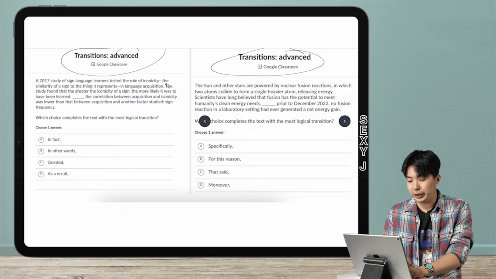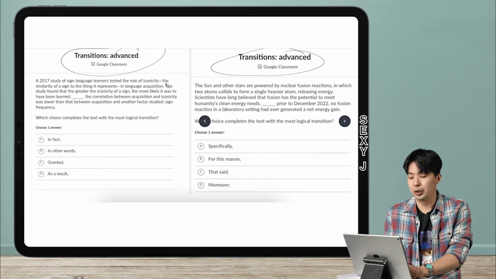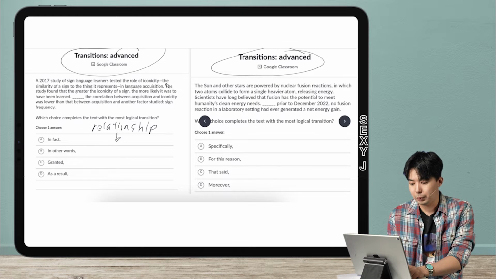The study found that the greater the iconicity of a sign, the more likely it was to have been learned. The correlation between acquisition and iconicity was lower. Okay, so we have, they have a relationship, but it's, oh my God, my handwriting, lower than something else.